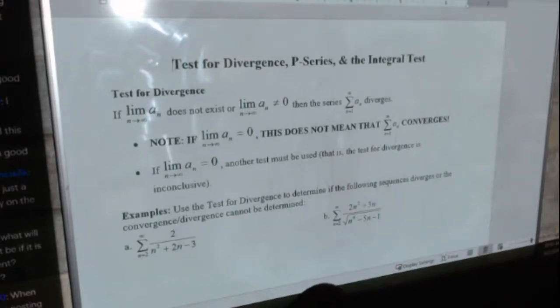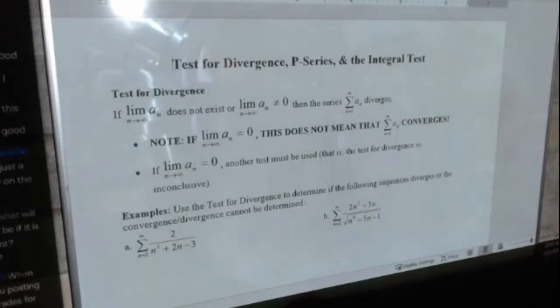Alright, so far we've learned what is a sequence. We talked about the definition of the infinite series, and then we looked at geometric and telescoping. Those are the two that we know of so far that you can find the sum. For all of the ones that we do today, the sum is not important. We just want to know, does it converge or diverge? So the first thing here is called the test for divergence.